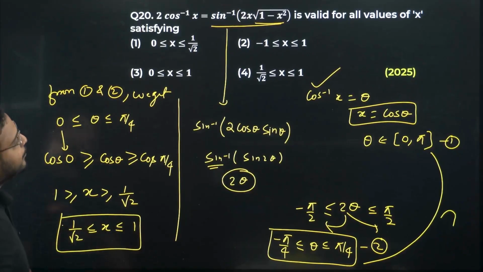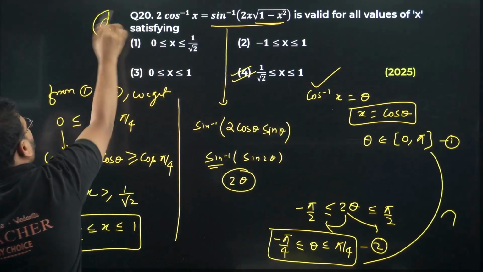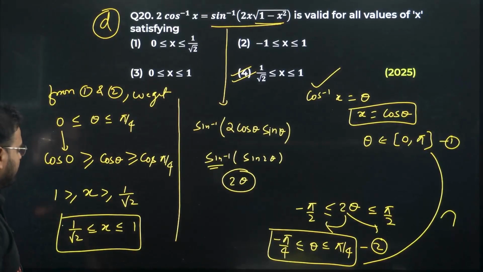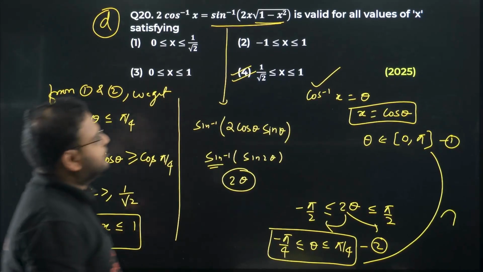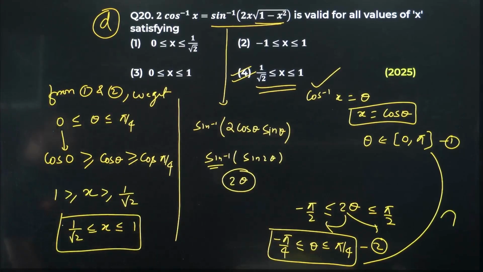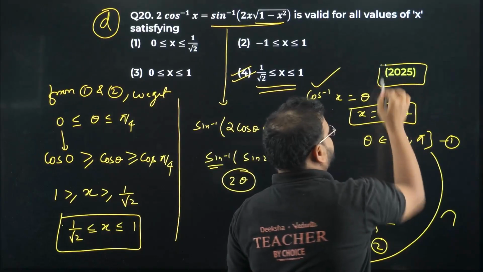Option number 4, option D I'm writing. So option number 4 is correct. Have a look, 1 by root 2 to 1. Clear? Fair enough. Good question. This was a PYQ from, again, last year's CET paper.